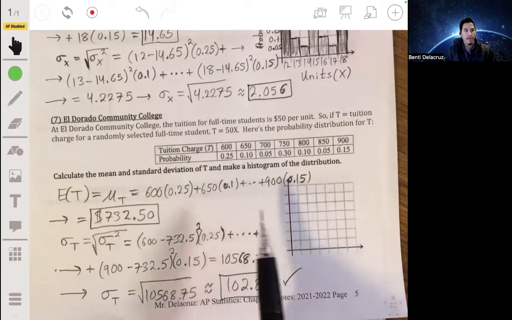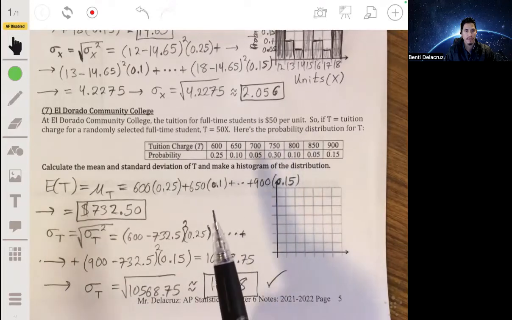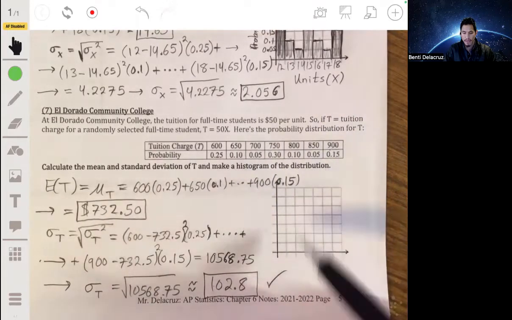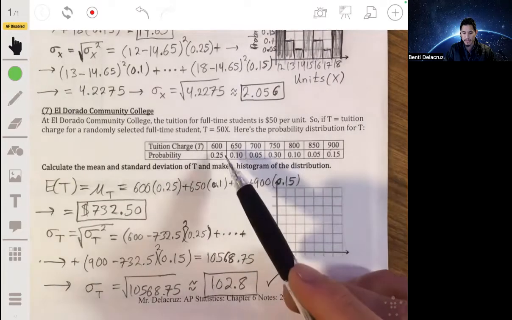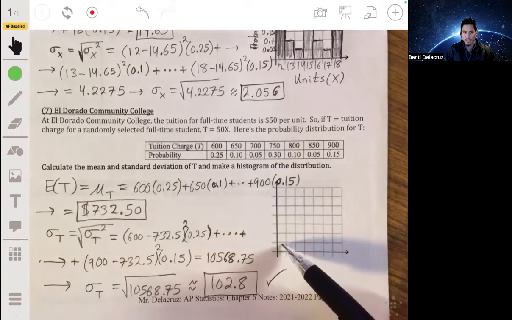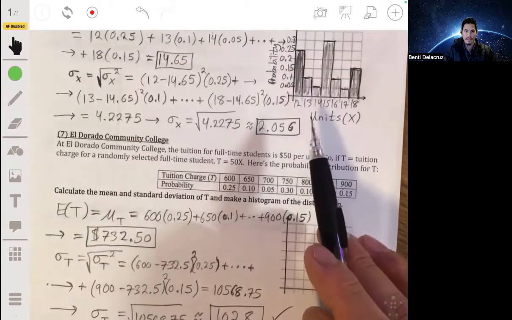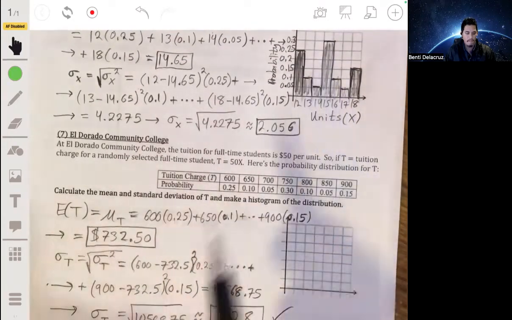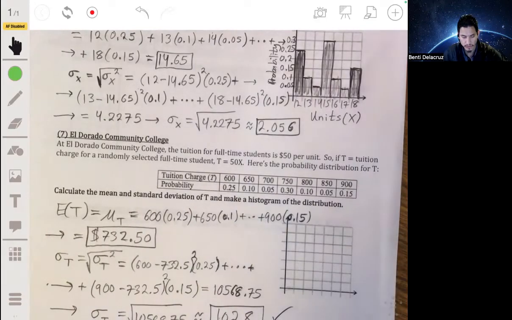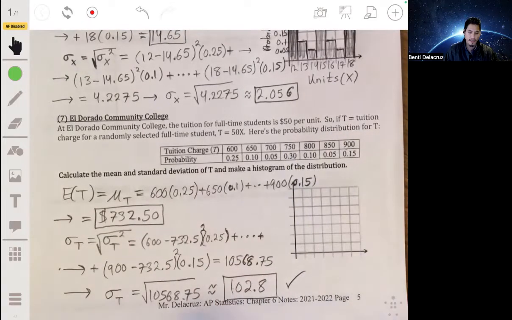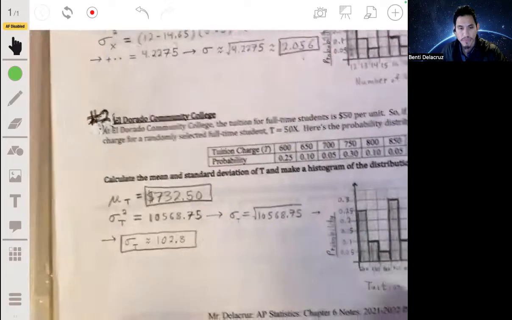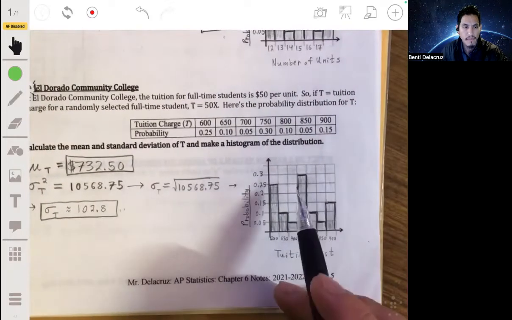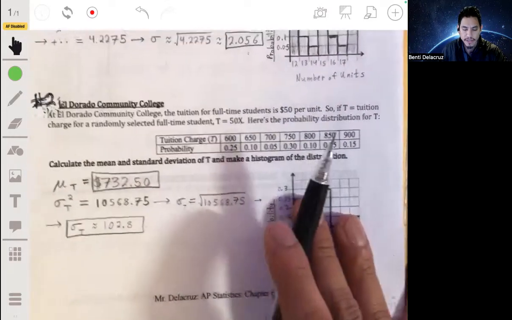Now, the histogram, same sort of deal. We're going to have the random variable values on the x-axis, the horizontal axis, the associated probabilities on the y-axis, and then we're going to graph it like this, same sort of way. And again, feel free to try it on your own, but I don't want to waste time because it's just the tedious part. But here's what it's going to look like. You'll get that your distribution for tuition will be like this.